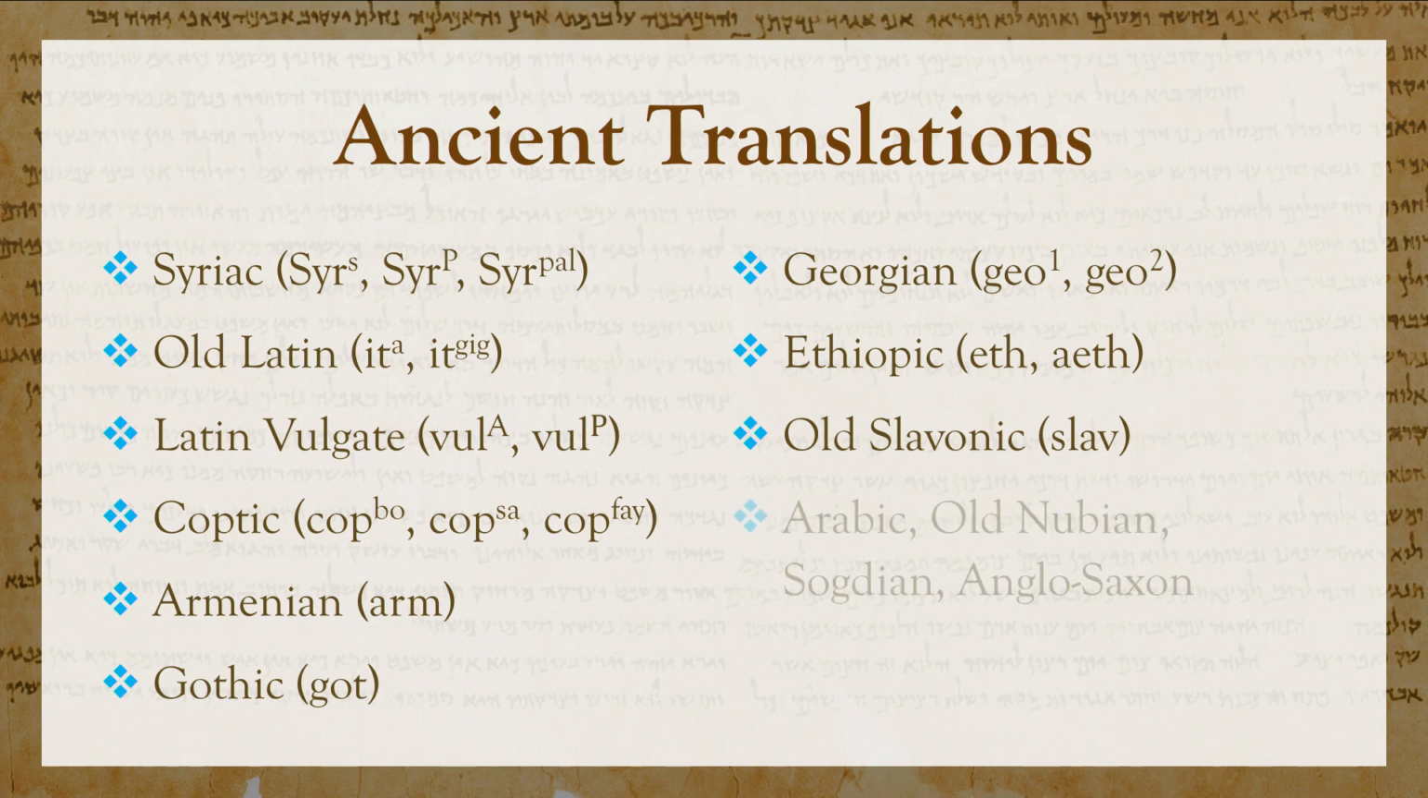And then we have a whole bunch of other languages, ancient languages. We have Arabic, Old Nubian, Sogdian, which is a language from Iran, and Anglo-Saxon as well.